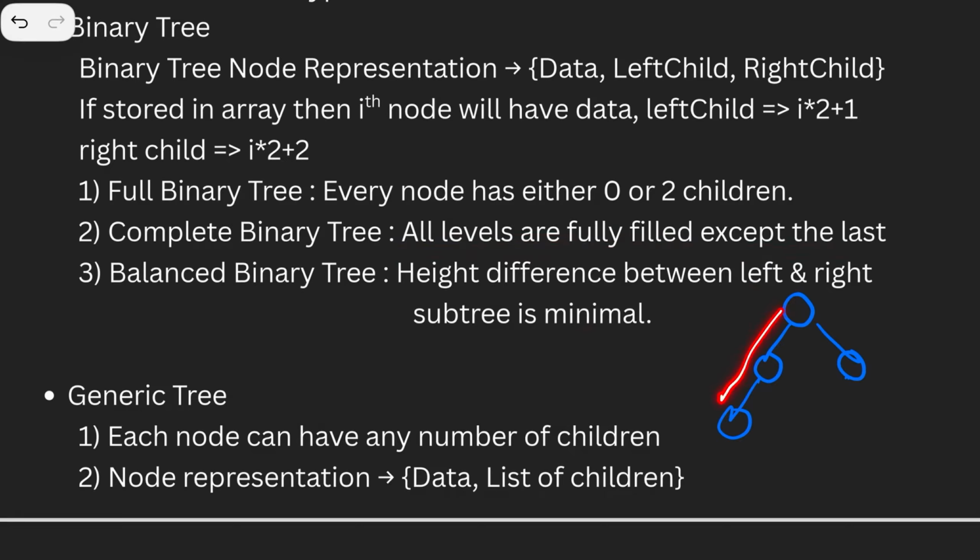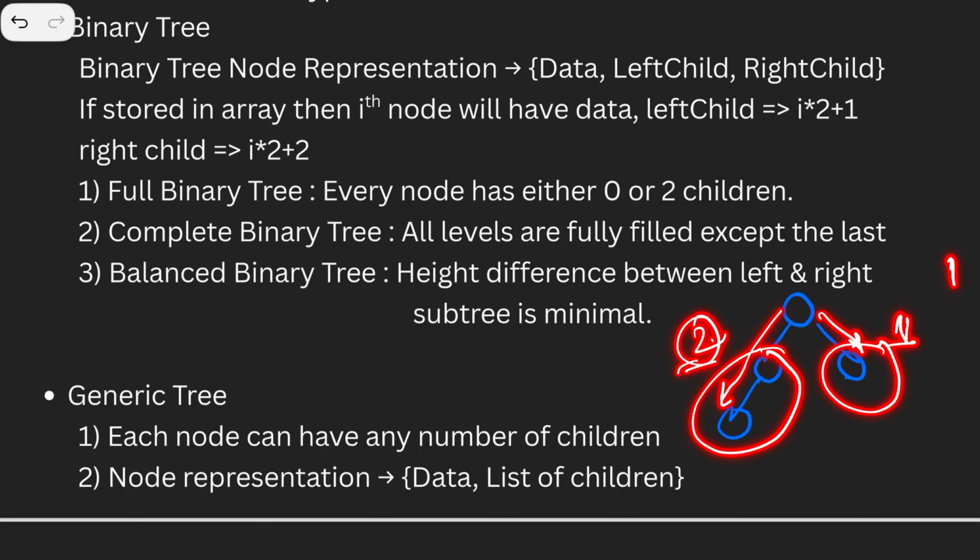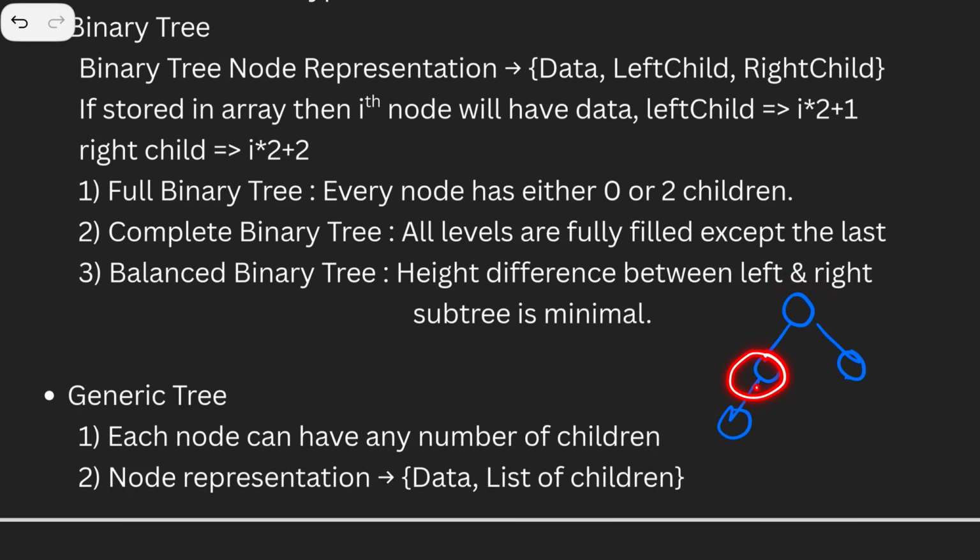Here, height difference between left and right subtrees, this is the subtree, this is the subtree, height is here 2 and height is here 1. So difference is going to be 1 for this particular node. We will compute for this node as well. Here height is 1 and here we don't have nodes, so height is 0. So the height difference between left and right subtree should be minimum.